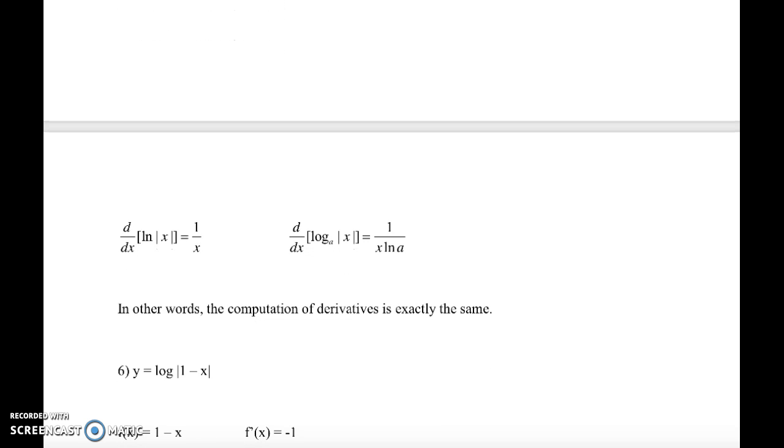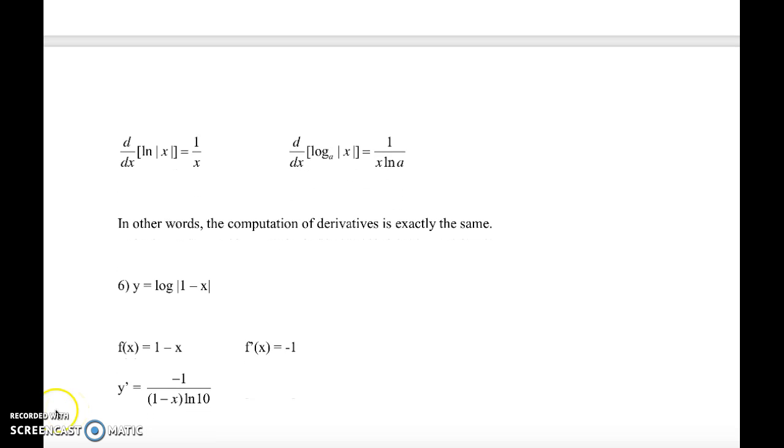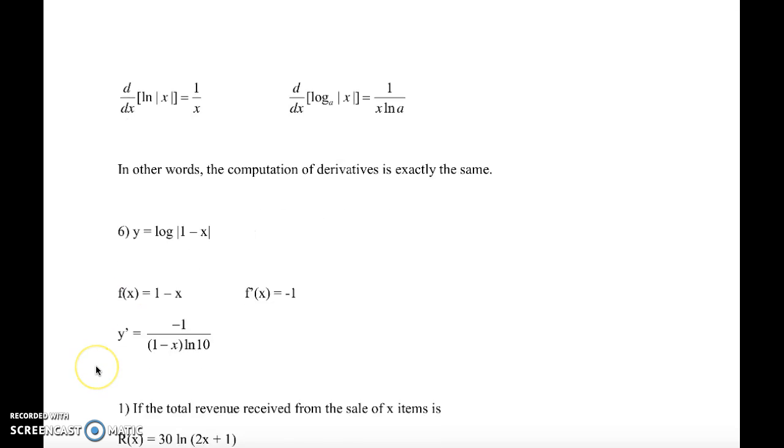In other words, we don't need to change anything we're doing with these logs just because there's an absolute value involved. So if we have y is equal to log of the absolute value of 1 minus x, we still go ahead and look at our f of x as the inside, 1 minus x. Take the derivative of that, which is just going to be negative 1. And our derivative is going to be negative 1 over 1 minus x, in parentheses, ln of 10, because my log here, remember, is base 10.